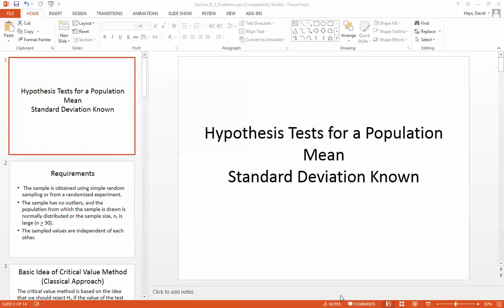Hypothesis test for population mean, standard deviation known. And when we talk about standard deviation known, we're talking about population standard deviation.